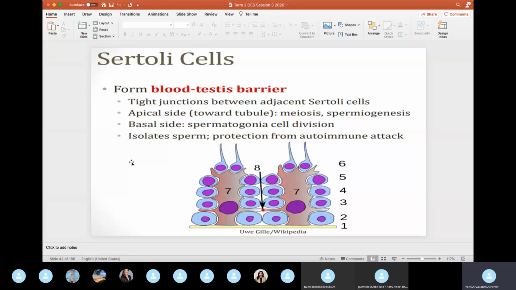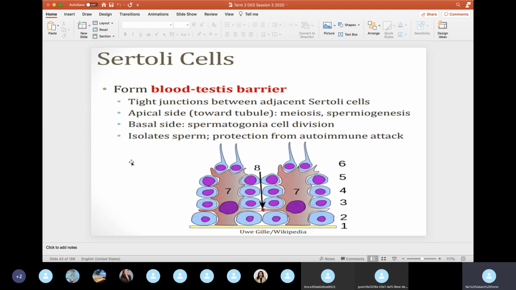So mumps, actually, mumps or orchitis, did you talk about this one in class or not yet? Briefly. So the mumps or orchitis, the virus actually attacks your Sertoli cells. So it reduces your blood-testis barrier.